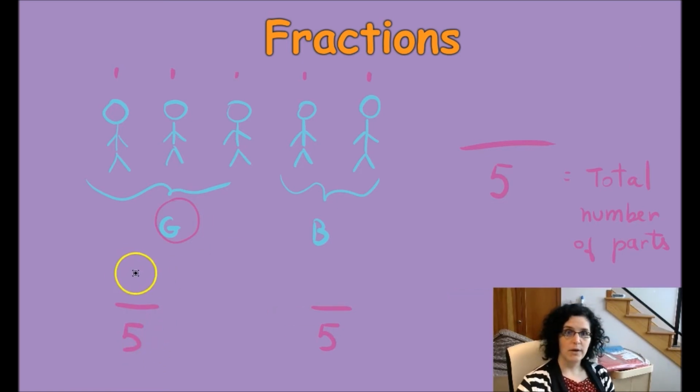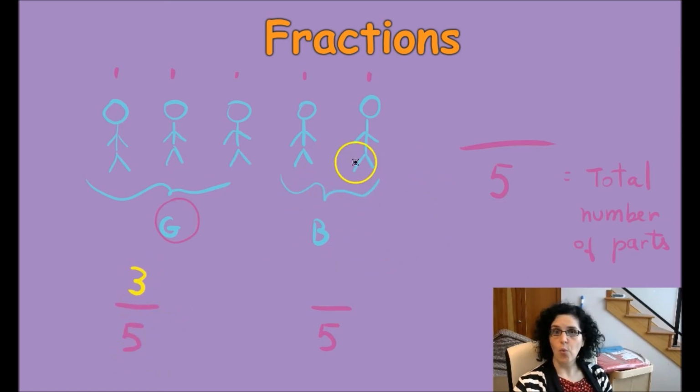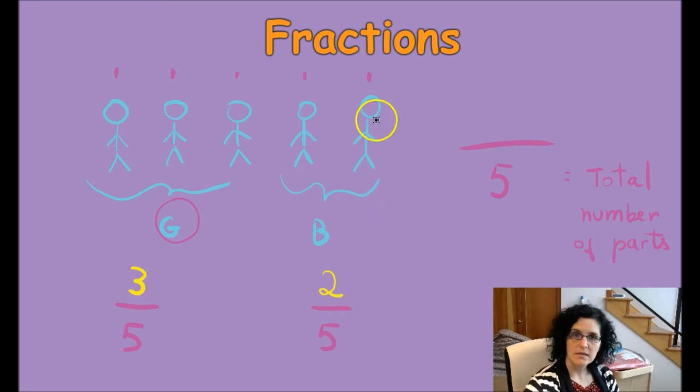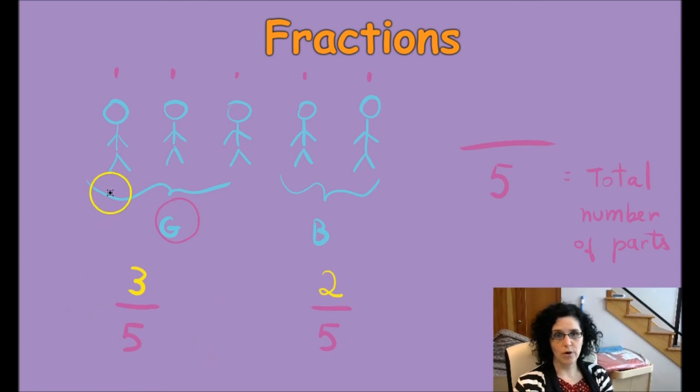But what number would I put on top? 1, 2, 3. So I have 3/5 girls. And how about boys? 1, 2. So we have 2/5. Okay, so that is how you do fractions. So let's work on fractions. It's going to be super fun. I love fractions. They are really great to play with. Actually, I want to show you one more thing before we go.